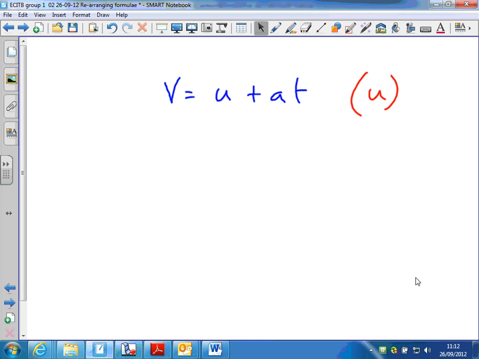So in this example, to make U the subject in this formula, V equals U plus AT, this formula is actually one that you'll come across when you start looking at mechanics and motion. It's one of the equations of motion. V stands for the final velocity, U stands for the initial velocity, A the acceleration, and T the time of some object. So a familiar formula.